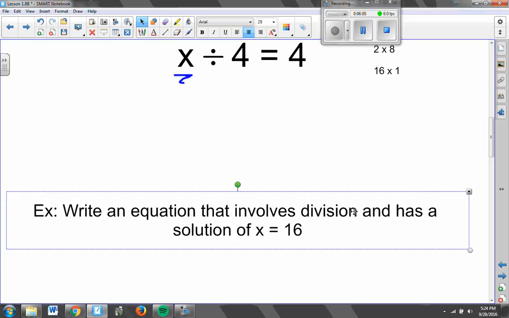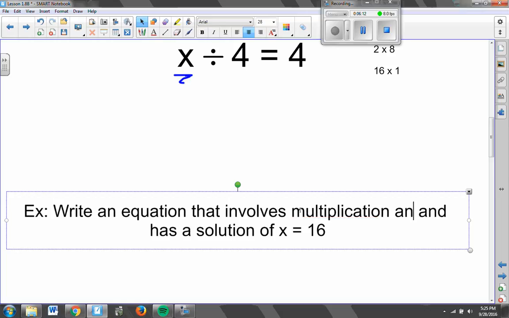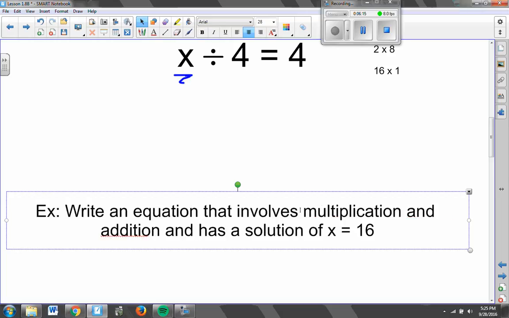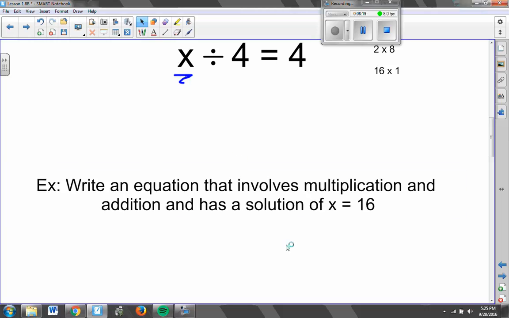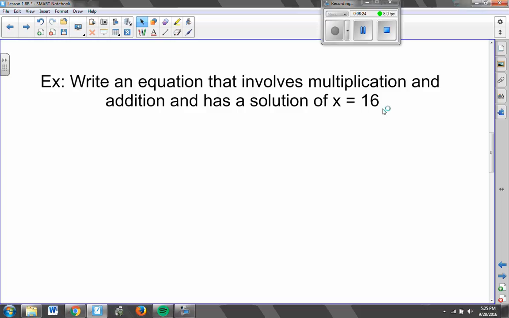Let's try an example where we want an equation that involves multiplication and addition and has a solution of x equals 6. So this is going to go back to some order of operations things, okay? But I want an equation that involves multiplication and addition that has a solution of x equals 6, okay? So again, I need to think kind of opposite.